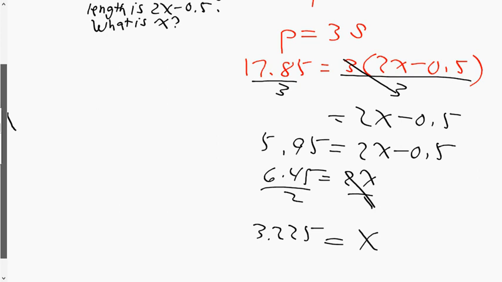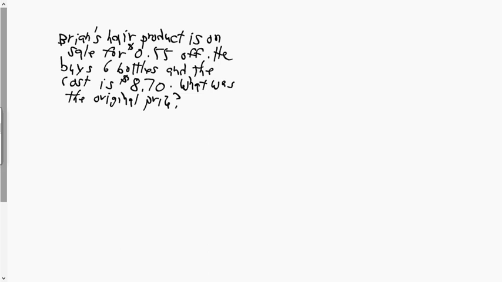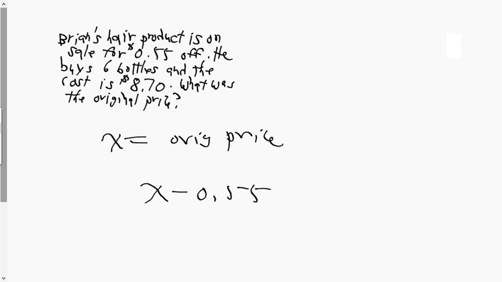And our last question, hopefully, maybe. Brian's hair product is on sale for 55 cents off. You buy 6 bottles. What's the cost of the original? So x is going to be the original price. Since Brian took that original price and subtracted 55 cents from each bottle with that coupon, and he bought 6 bottles, that's what it looks like. And the price he paid was $8.70. That's our equation.